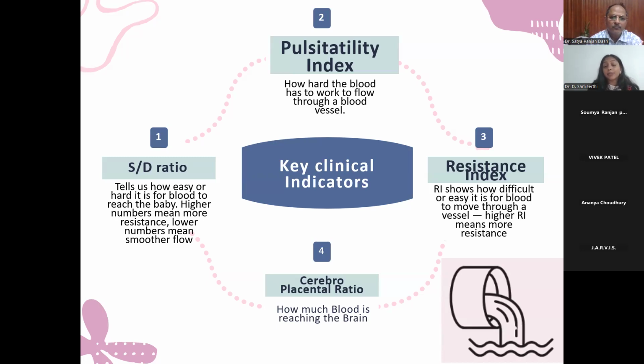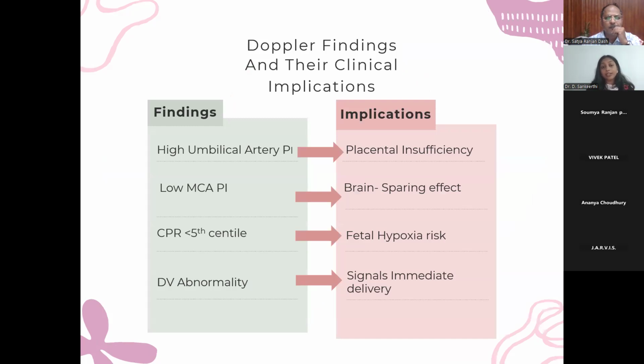And we have a cerebroplacental ratio, which means the amount of blood that is actually reaching the brain of the fetus. So it might sound a little complex and a lot, but this is just to give you a basic idea of what all we are trying to look. And this will help you identify why it is important to look into these things.